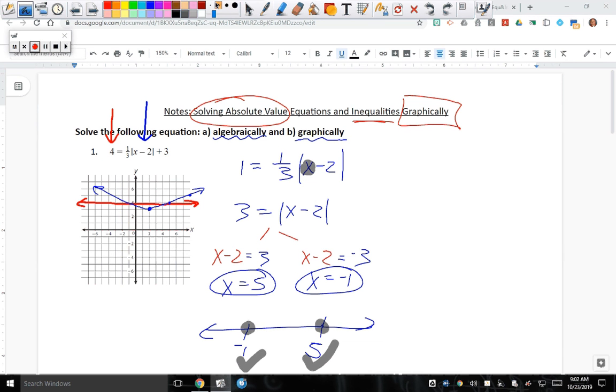Will be at the intersections of those 2 graphs, which in this case are going to be at +5 and a -1. Right here at -1 and right here at +5 is when those will intersect. Questions? That's when those 2 graphs are equal to one another. Okay? Questions? All right, so let's go to our next example.